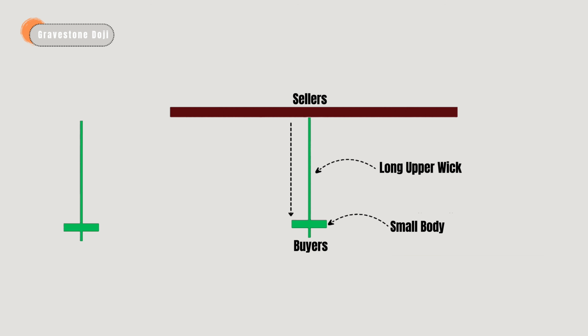This pattern can appear in either red or green, as color doesn't play a significant role here, though a red gravestone doji candle is considered a slightly stronger bearish signal.